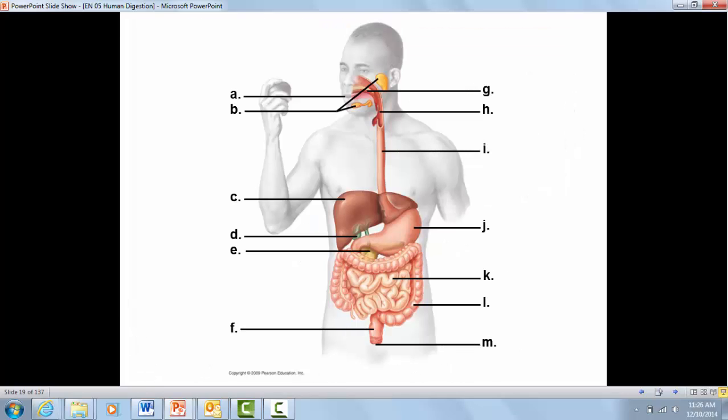Now that we've traveled through the digestive system, try to quiz yourself by looking at the research check questions and also by studying this diagram and the key organs in the digestive system.